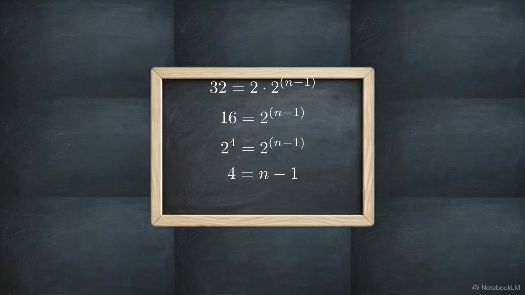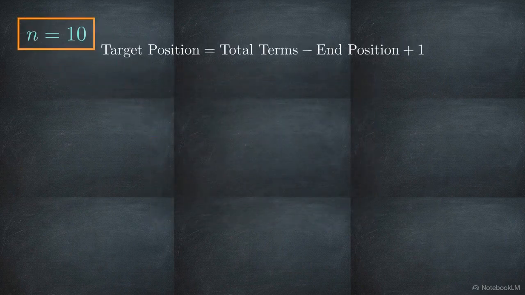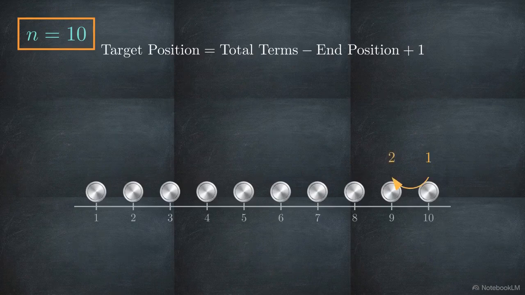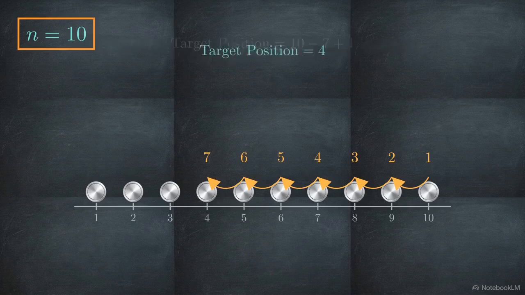Here is the breakdown. First, we use the nth term formula to find the position of 32, which reveals there are exactly 10 terms in the sequence. To find the 7th term from the end without writing out the whole series, use this formula: total terms minus the position from the end plus 1. 10 minus 7 plus 1 equals 4. You simply calculate the 4th term from the start.